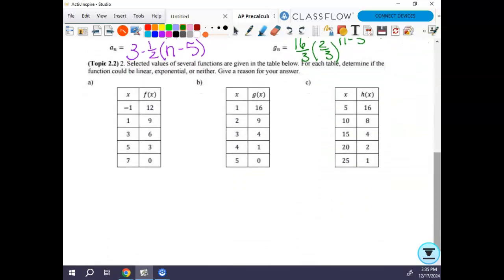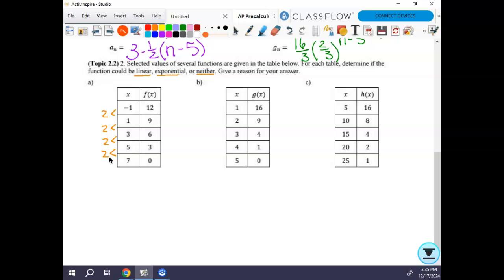All right, 2-2. Selected values of several functions are given in the table below. For each table, determine if the function could be linear, exponential, or neither. So those are our only options. So the first thing we look at is our change in our x's. Okay, so these are all changing by 2. I have equal length input value intervals. That's what that tells me.